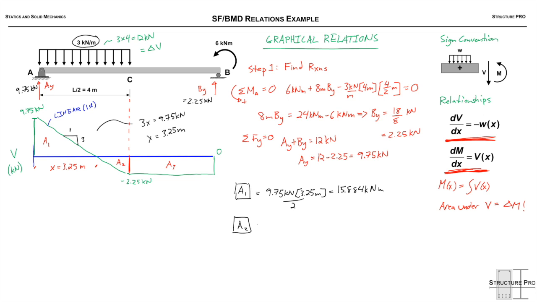So area 2 should be easy for us. It's just that 4 meters subtract the 3.25, and then we're going to multiply this. This time it's negative 2.25, and then we're going to divide that all by 2. We get area 2 is equal to negative 0.884 kilonewton meters. That means that's a negative change in moment over that span.